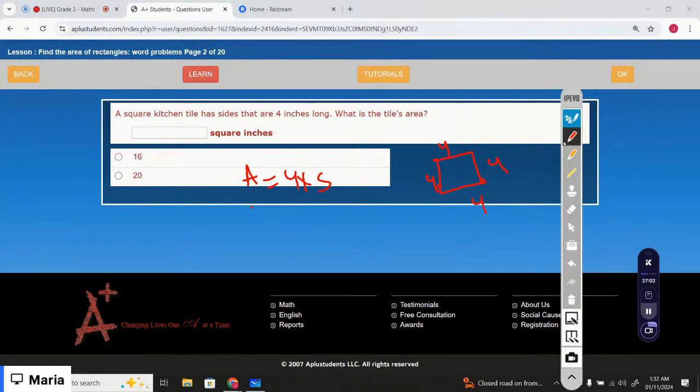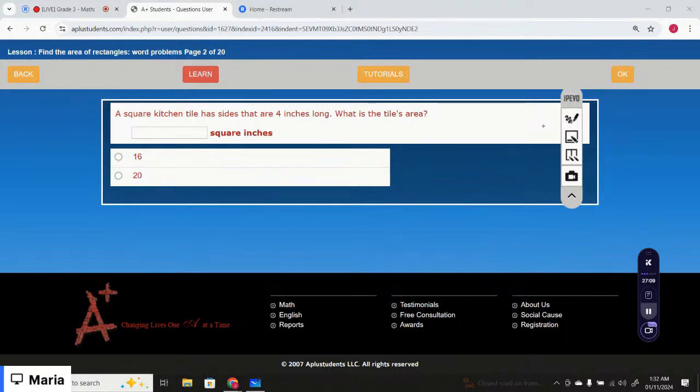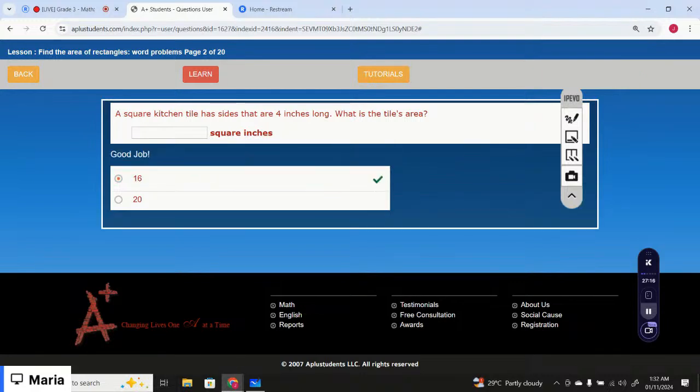The correct option is 4 times 4 is 16, not 20. The correct option is option number 1. The side length is 4. 16 it is. Option number 1 is the correct option.